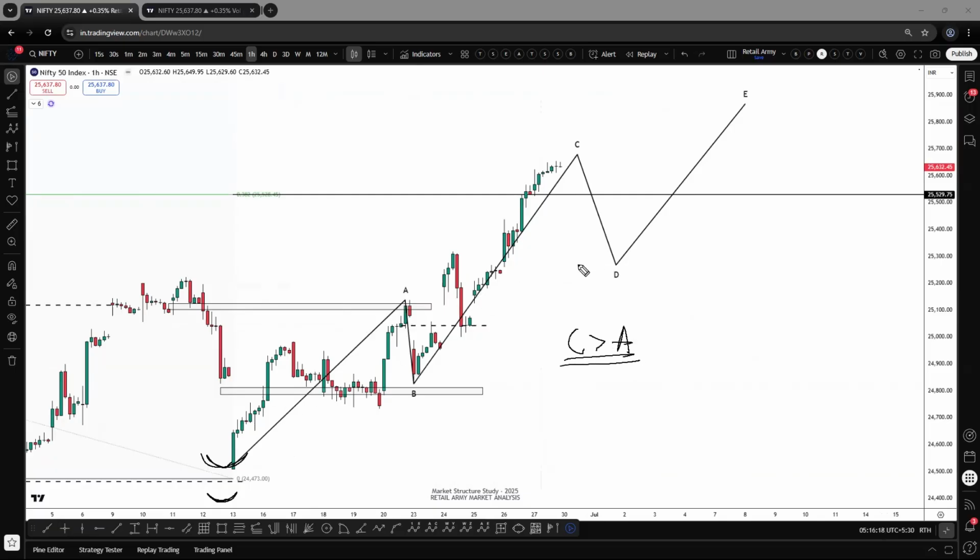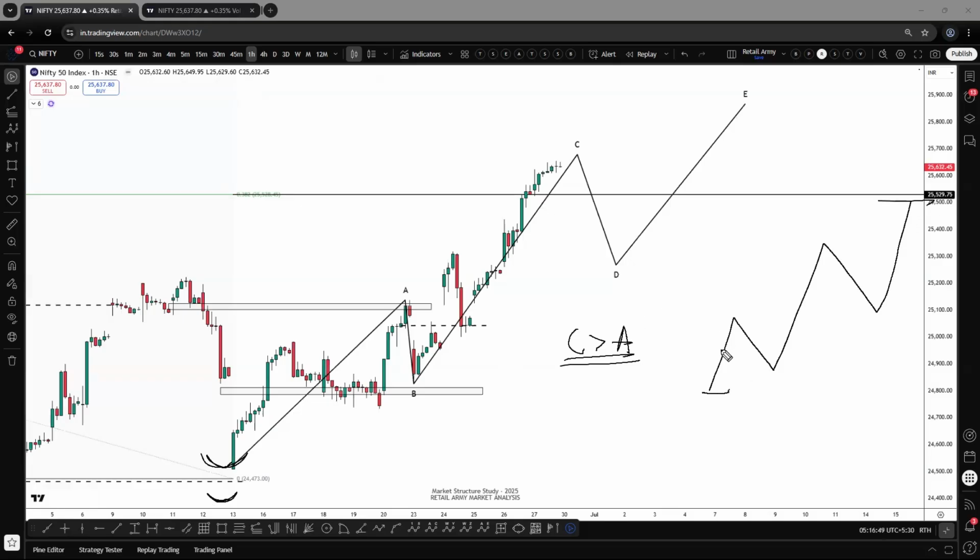So if this is a 3-leg pattern in a wave 5, this is an ending diagonal, mostly expanding. So what does expanding mean? Like this: down move, big up move, down move. Next up move will also be big. A, B, C, D, E.